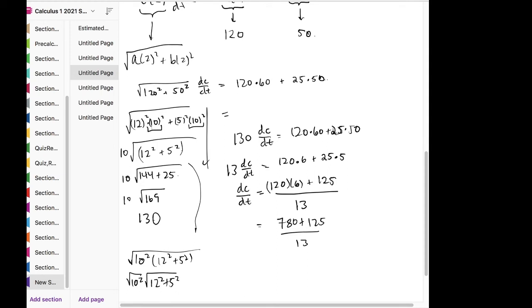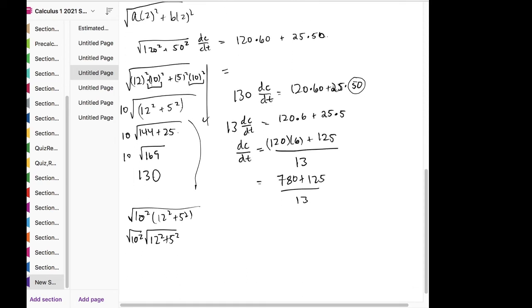Wouldn't it be 2.5 on the right if you pull out the 10? I pulled out a 10 from the 50. So yeah, just 110. Yeah, so whatever that is, 905 over 13. Anyway, so simplify from there, and that's your derivative.